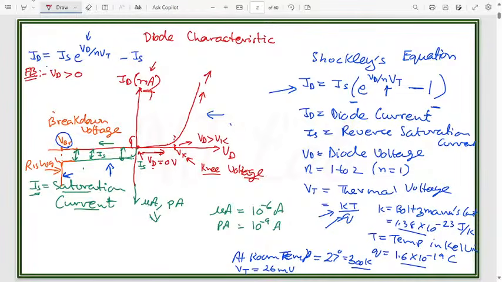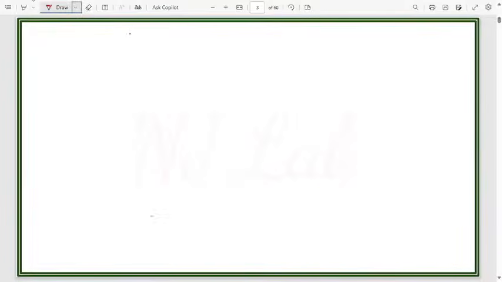Now Vd upon neta Vt, or let me put it on another page. So our equation is ID equals Is e power Vd upon neta Vt minus Is. Now considering the forward bias case, our Vd is greater than 0, right?